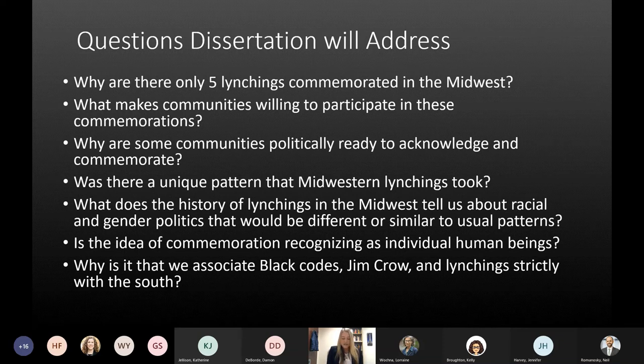And why is it that we associate Black codes, Jim Crow, and lynchings strictly with the South? And I think a lot of that has to do with the legacy and misconception of the Civil War. So most Northerners and Midwesterners relied on slavery too for cotton and textiles for their factories. Slavery also ensured a clear racial hierarchy that ensured white privileges and the association of Blackness with slavery. Even abolitionists, not all of them supported equality. Some did, but not a lot of them.